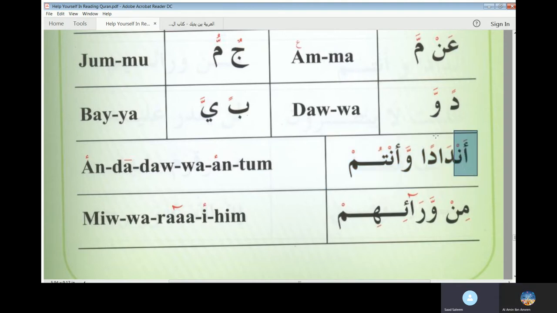Repeat after me. An da dau. An da dau. Wa antum. Wa antum. Andadan wa antum. Okay, how many vowels are present in this line?